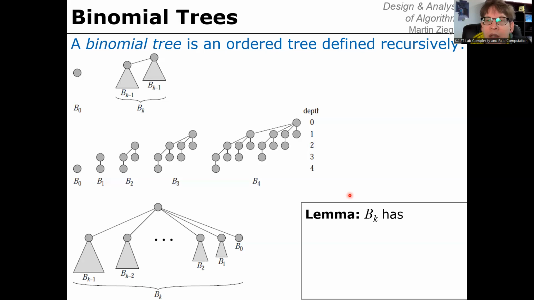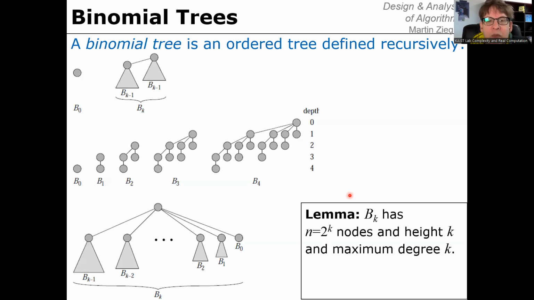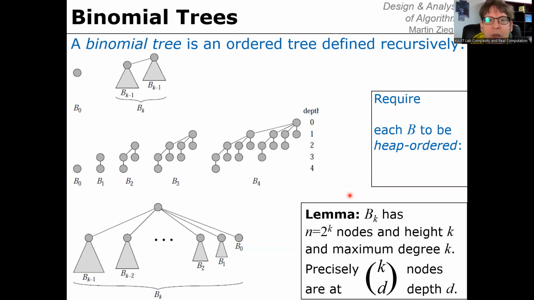And we formulated a lemma, namely that a binomial tree of order k has exactly 2 to the k nodes. So we cannot have any number of nodes that is not a power of 2. That's a severe restriction of binomial trees, which leads us to consider binomial heaps. A binomial tree of order k has height k and maximum degree k. Precisely, k choose d nodes are at depth d. So that's what we talked about last time.